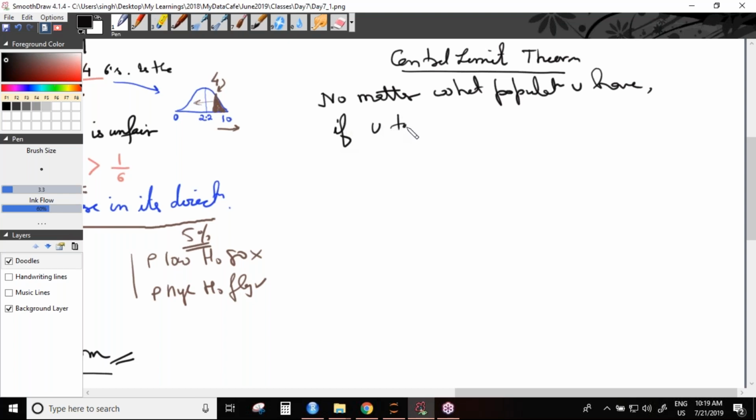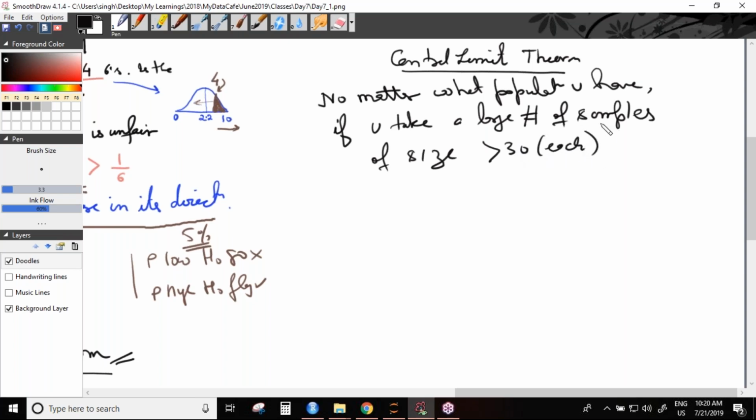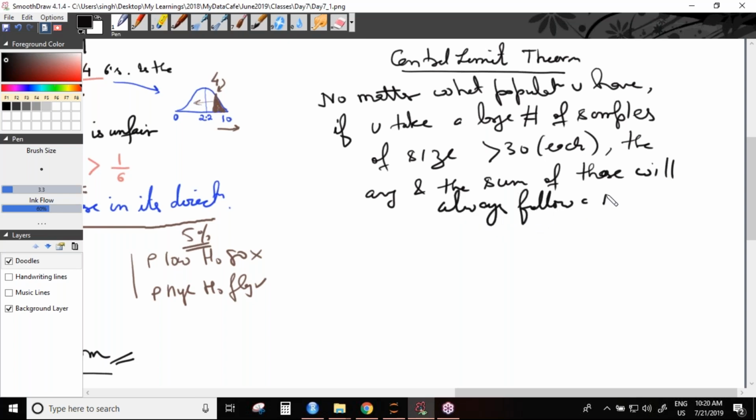if you take a large number of samples from your population, which can be any distribution, of size greater than 30 each, so each sample should have a size greater than 30, the average and the sum of those will always follow a normal distribution.